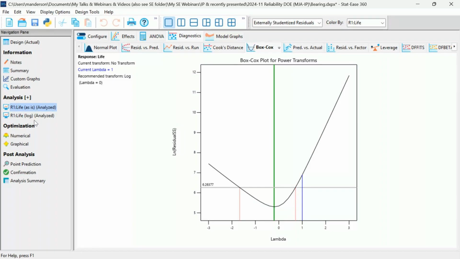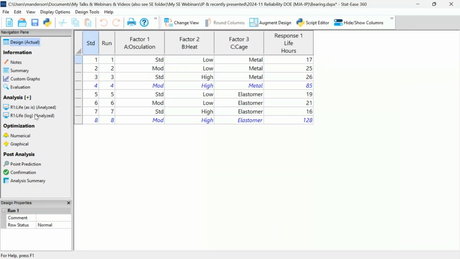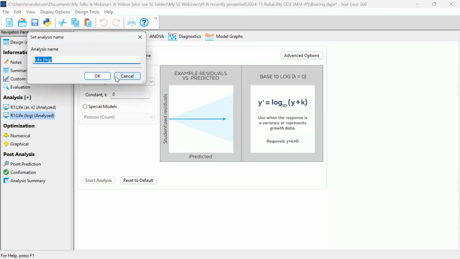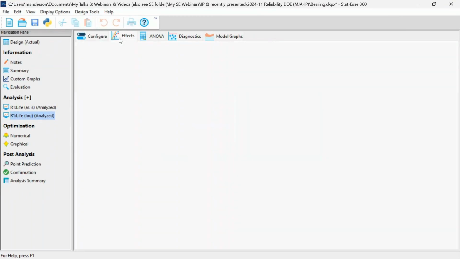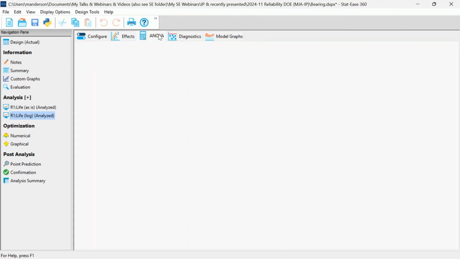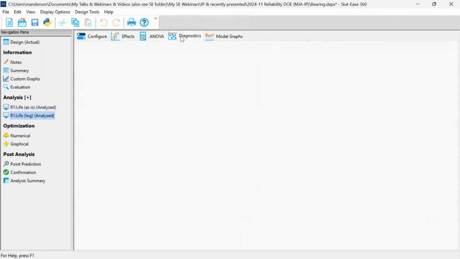And so what I did was I used this plus key, which creates a new node, just to show you how that would work. And I'll delete this one. And so I created a second analysis to model in the log scale. And I renamed this so we can identify it. And interestingly enough, this is a classic case of where a transformation helps us. We see the same three effects off to the right, but now they're much more significant, as you can see already on the Pareto chart. And then we also see that the p-values are better, adjusted predicted r-squared adequate precision are better.